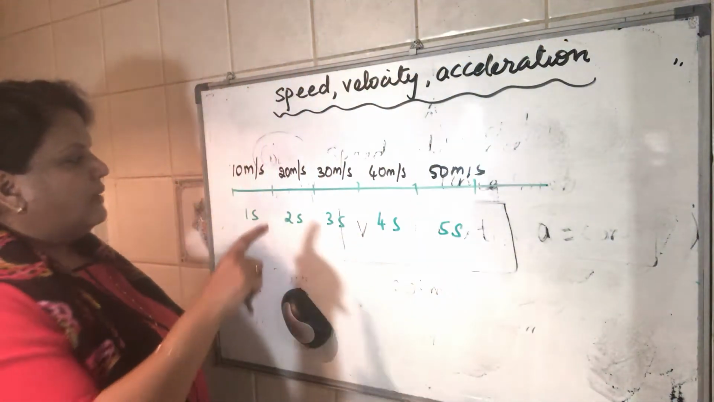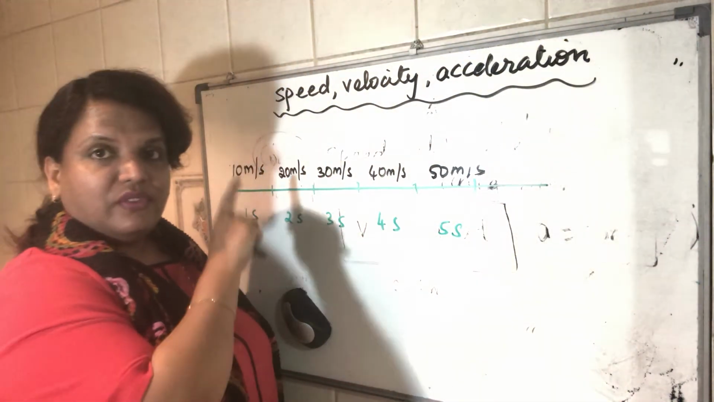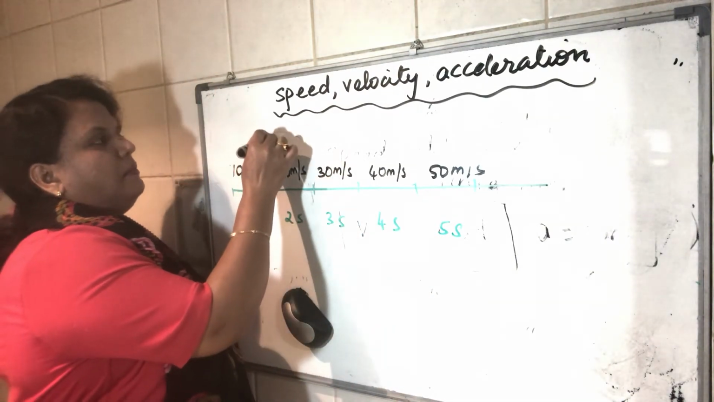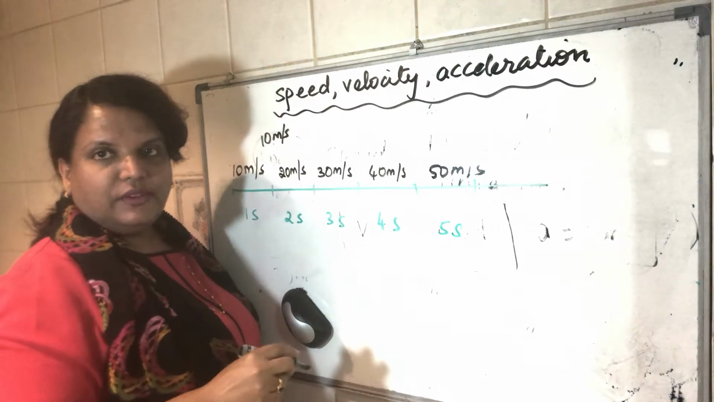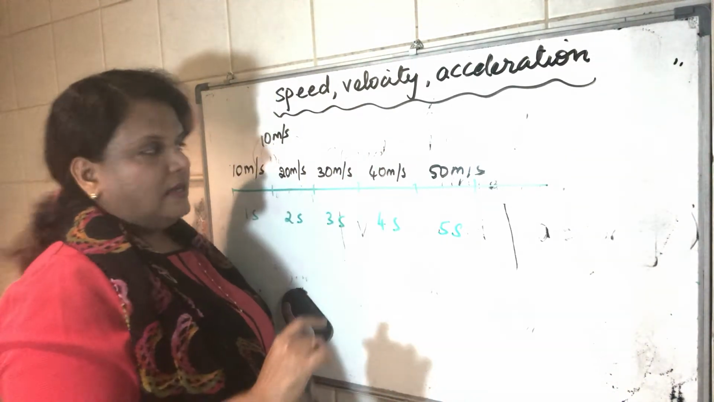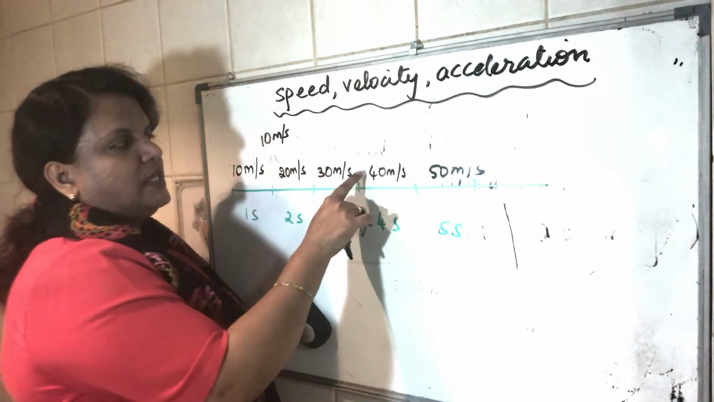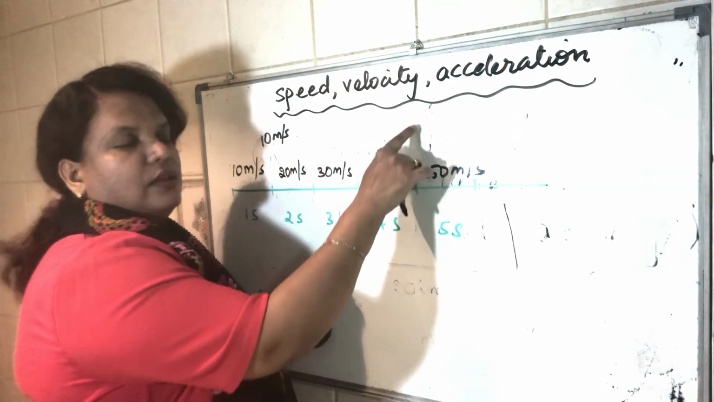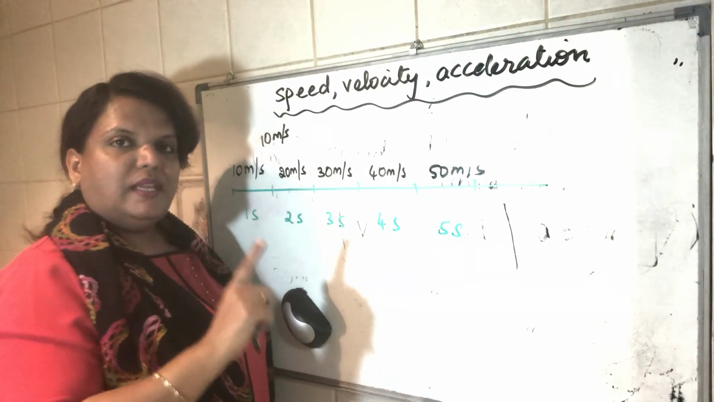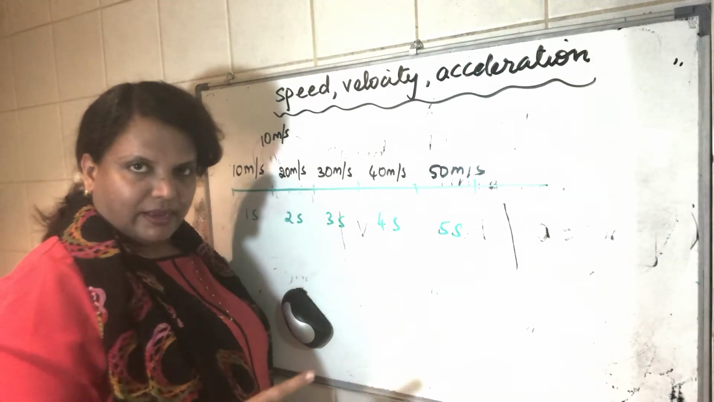Now, if you notice, for every second the speed has increased by 10 meters per second. Do you agree? From 1 to 2 it has increased by 10. Here also there is an increase of 10, here also there is an increase of 10, here also there is an increase of 10. So the object's speed is increasing, that means it is accelerating.